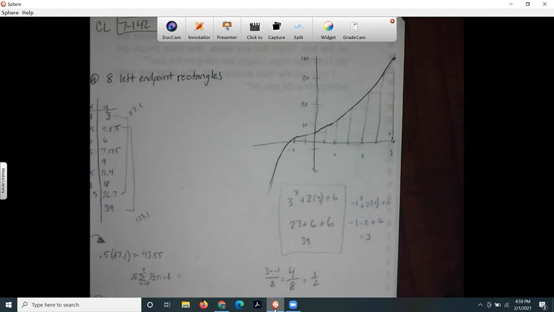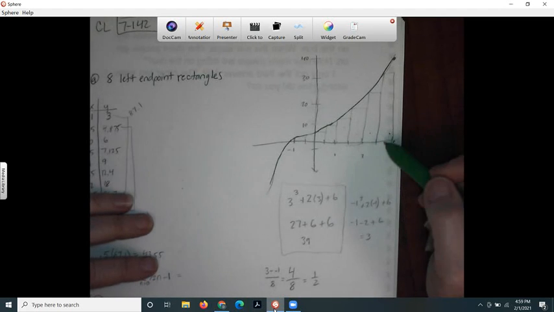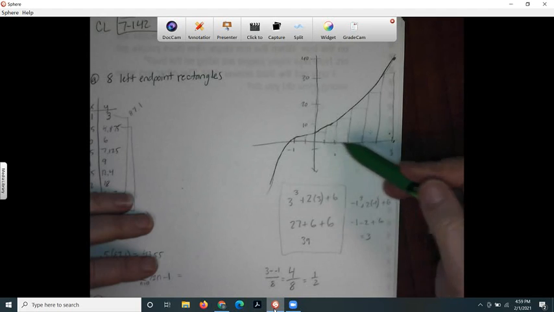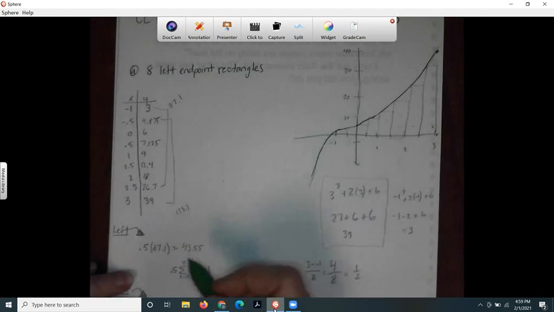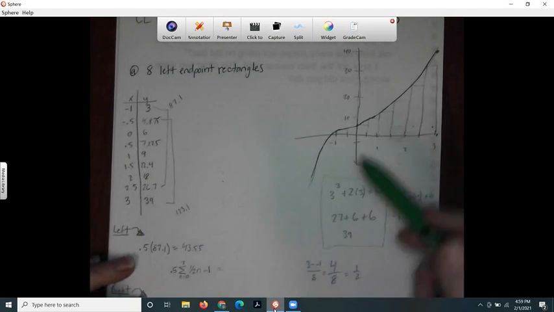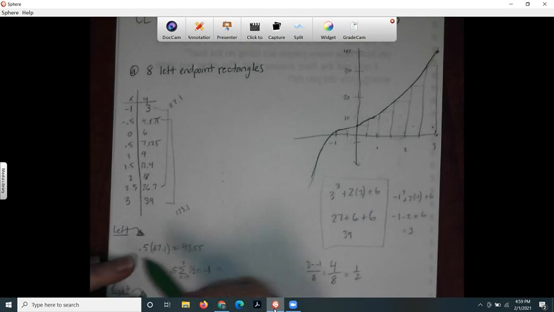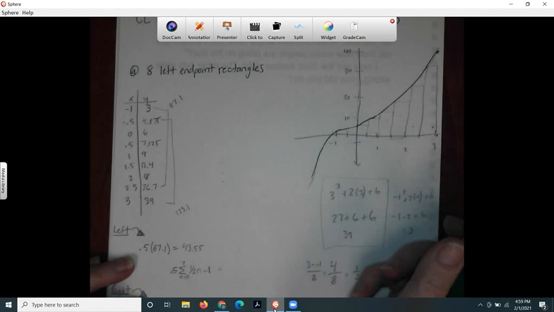I know the area of a rectangle is base times height. Every single rectangle has a base of 0.5. So I can just add up all their heights and then multiply that number by 0.5, because that's the base of all of them. If I can get all their heights, that would be great, and then I'll just add them all up.